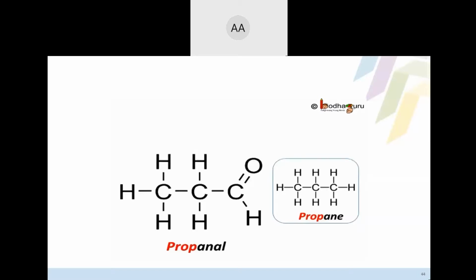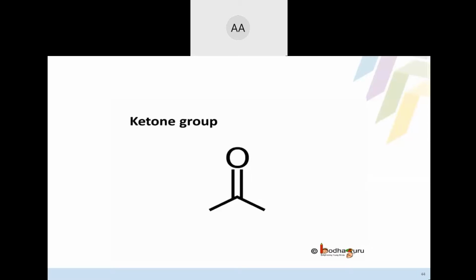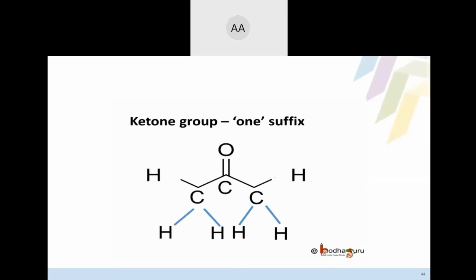Another common group is ketone, which has a carbon atom bonded with an oxygen atom with a double bond. You know, the double bond between carbon and oxygen is known as the carbonyl group. Compounds having the ketone group have one as the suffix. For example, propanone. It has 3 carbon atoms, one of which comes with the ketone group. That is a carbon atom bonded with oxygen with a double bond.